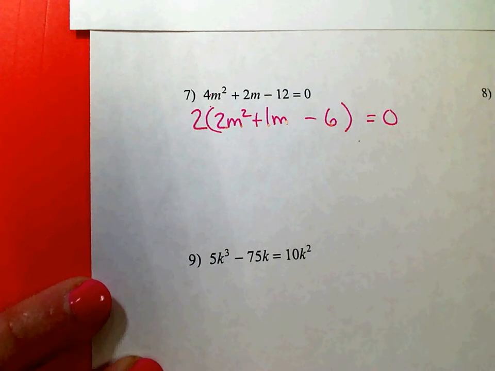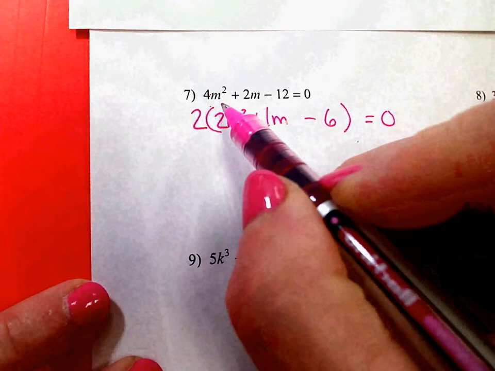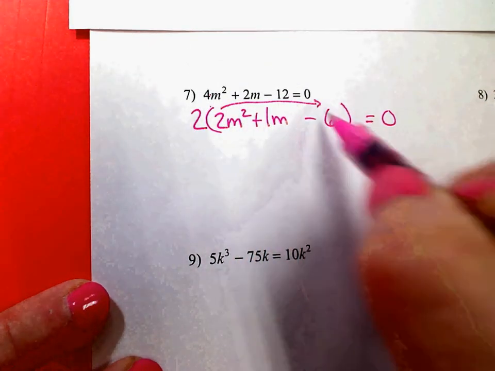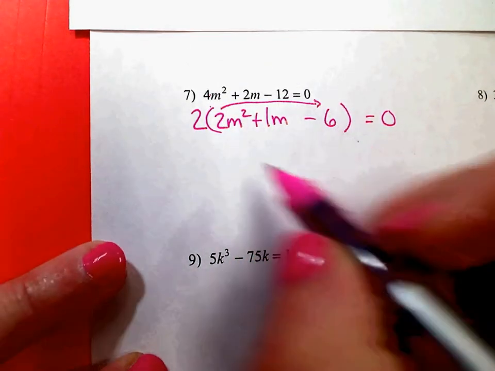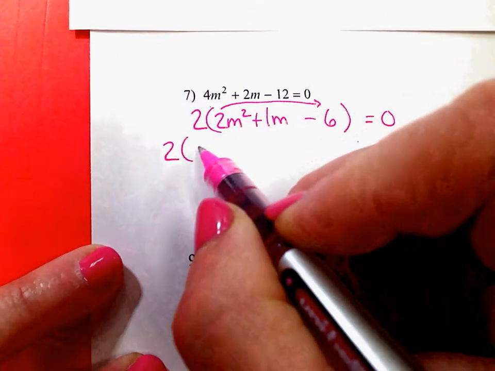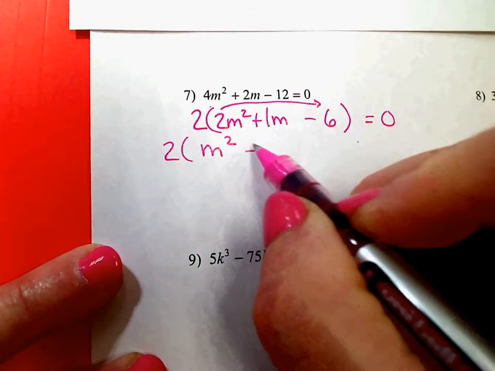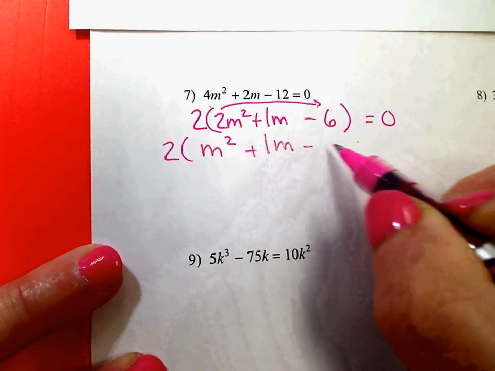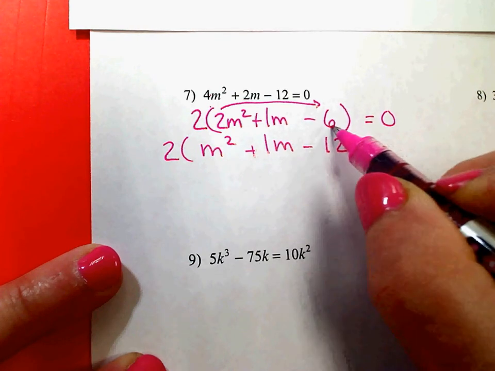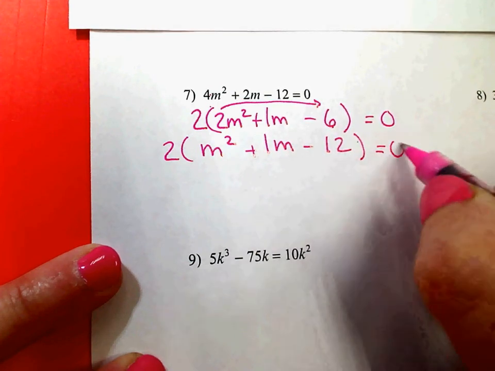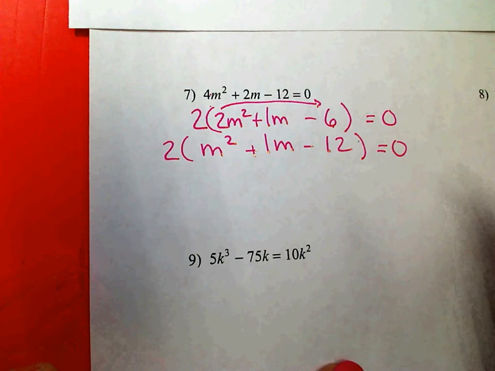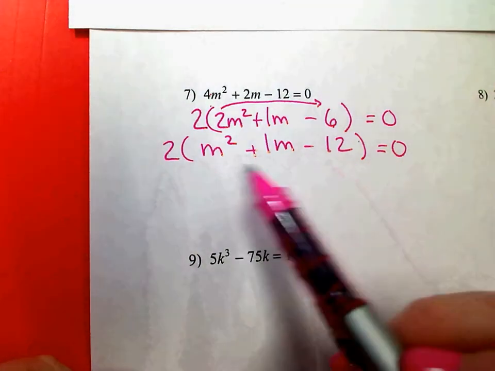So the stuff in the parentheses I'm going to factor, and I'm going to use the bottoms up method, so I'm going to take the 2 to the end and join it with that 6. So now I have m squared plus 1m minus 12 when I take the 2 and multiply it with the 6. And now I'm going to factor this stuff in the parentheses.